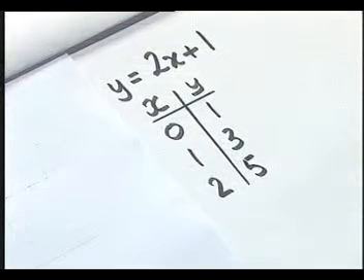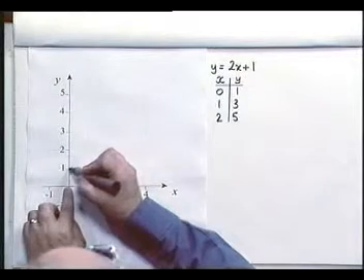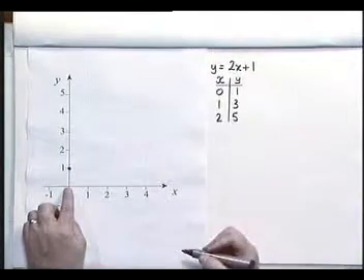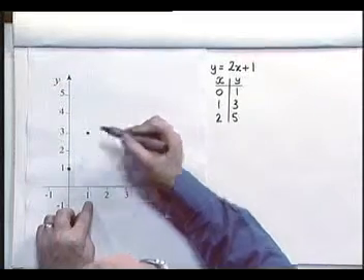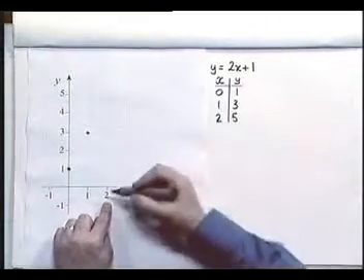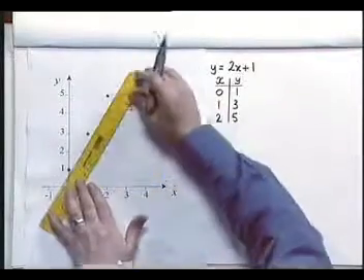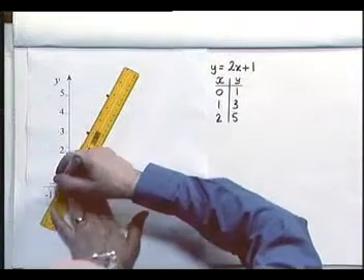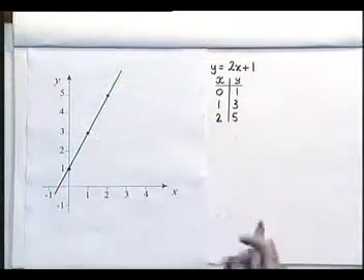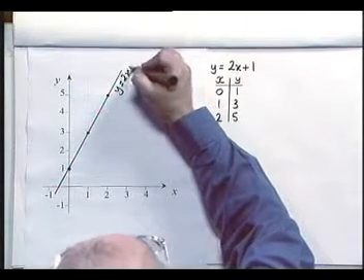So with those 3 points, we can plot a graph. When x is 0, y is 1. That's there. When x is 1, y is 3, so we come up to here. And when x is 2, y is 5, which takes us up to there. And there's my straight line graph through those points. And I'll label it y equals 2x plus 1.